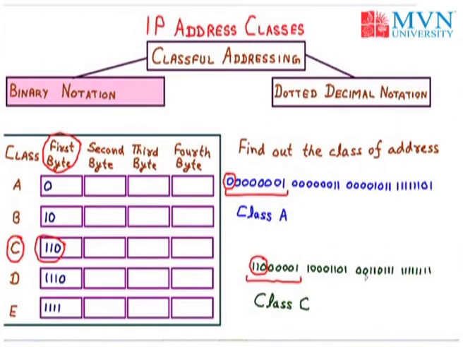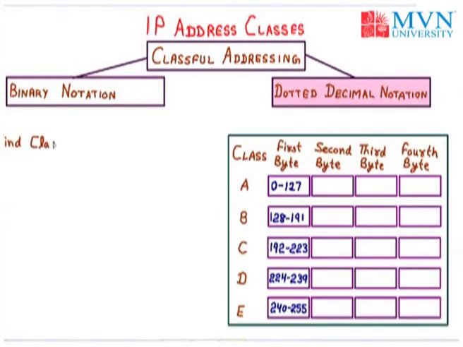So that is all about the numericals on the binary notation of IPv4 address. Now we will discuss the dotted decimal notation. Again we will find out the classes of each address. In this example we are given a particular IP address in dotted decimal notation, for example 14.23.120.8. So this is my given dotted decimal notation IP.